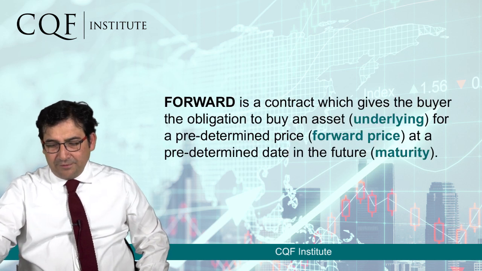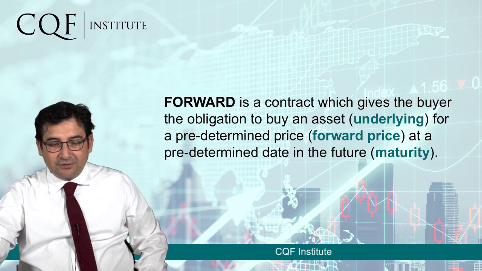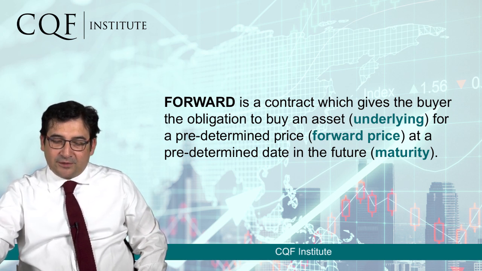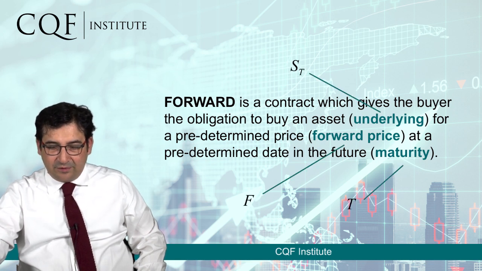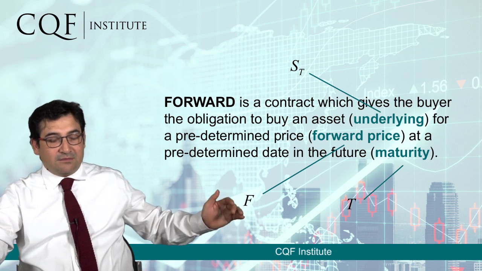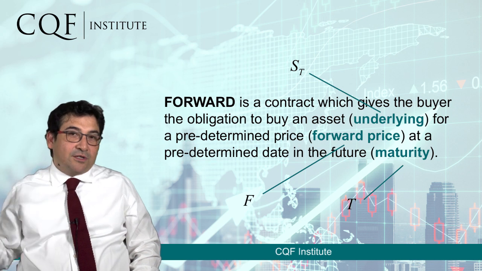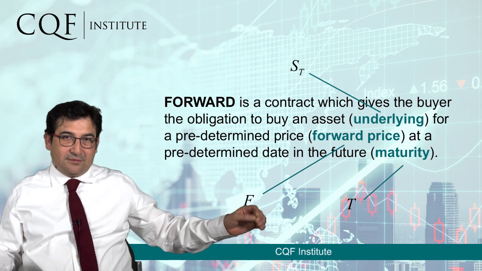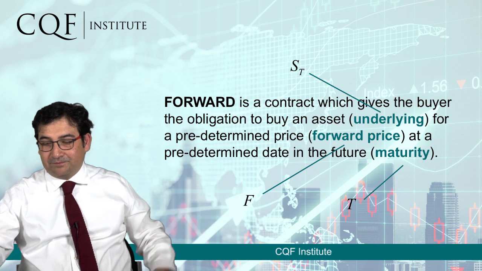So, the future contract indeed is a contract which gives the buyer the obligation to buy an asset called the underlying for a predetermined price called the forward price at a predetermined date in the future, the maturity. Here we have these three key variables: the value of the underlying at maturity, the forward price, that is the agreed price at time zero when we enter into the contract that we are going to use to buy the underlying in the future at time capital T, at the maturity.